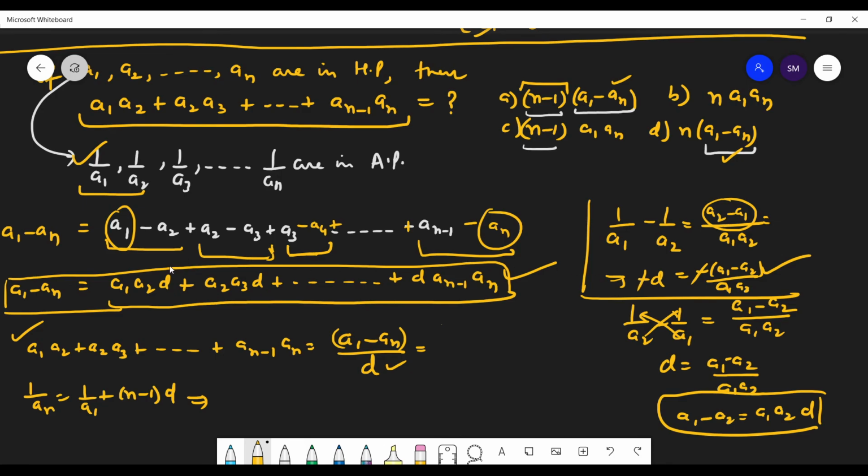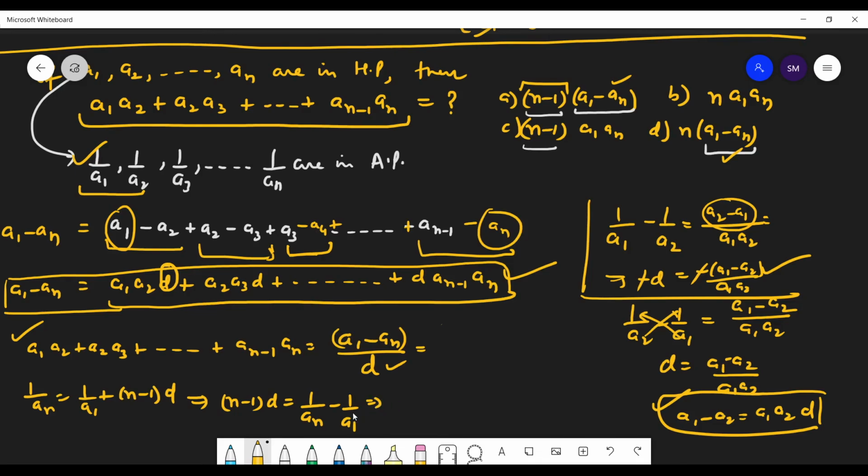This d we have already used here, right? Yes, this equation we have already used. Now what about this? From here also you will get one value of d that you can put here. So students, what is this value? n minus 1 into d is equal to 1 by an minus 1 by a1. Yes or no?